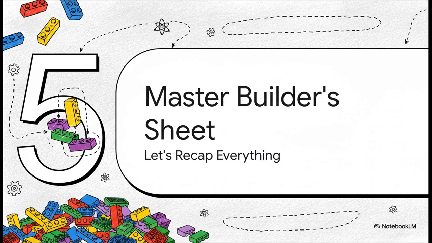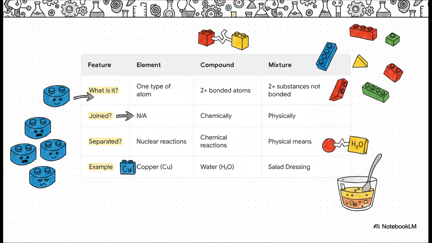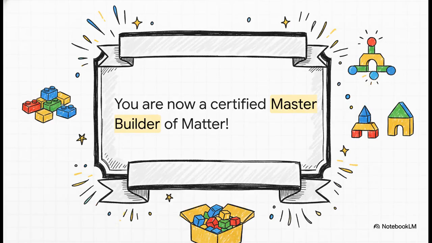All right, let's make sure all this information gets locked in. It is time for the final recap, the Master Builder's cheat sheet. This table just lays it all out perfectly. Elements are pure substances like that pile of copper atoms. Compounds are chemically bonded to make something totally new, like water. And mixtures are just physically blended together, like salad dressing. So just remember, pure, bonded, or blended. That's the whole story.